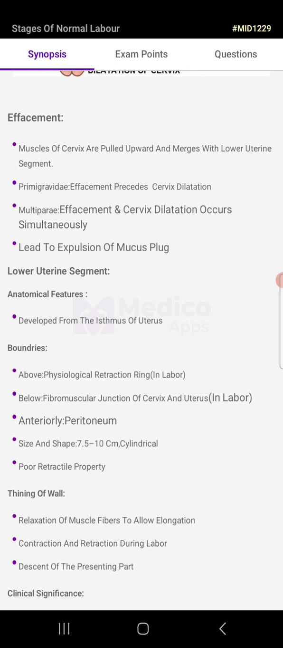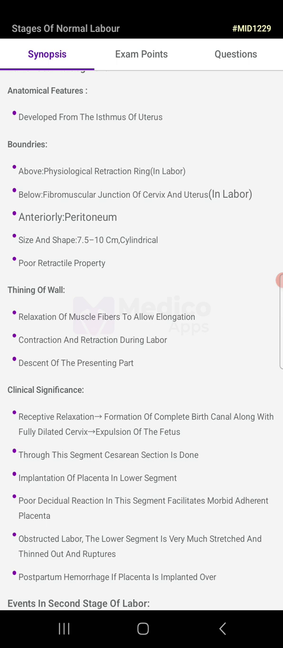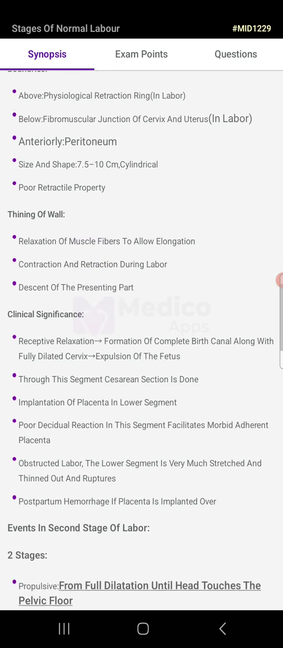Lower uterine segment: anatomical features developed from the isthmus of the uterus. Boundaries: above, the physiological retraction ring in labor; below, the fibromuscular junction of the cervix and the uterus in labor; anteriorly, peritoneum. Size and shape: 7.5 to 10 cm, cylindrical. Poor retractile property, thinning of the wall. Relaxation of the muscle fibers allows elongation during contraction and retraction in labor, and descent of the presenting part.